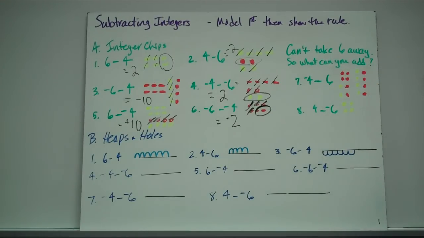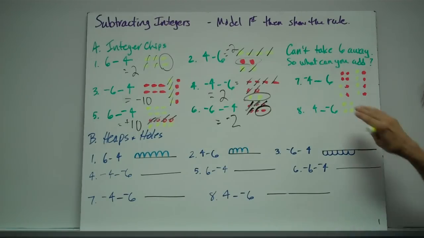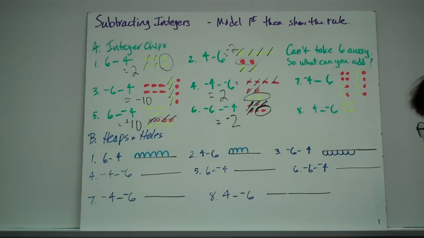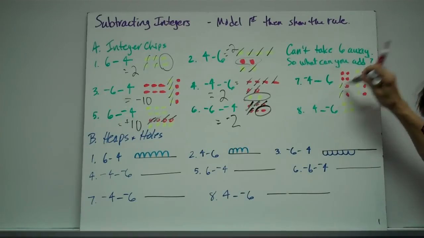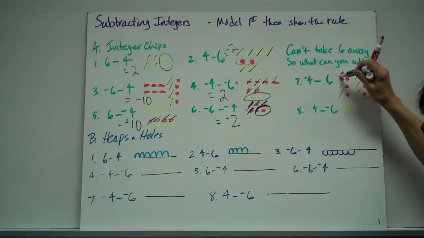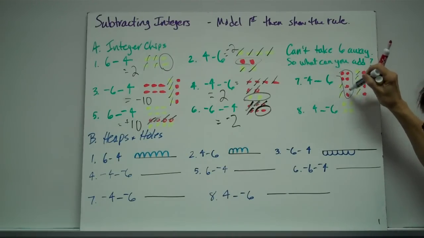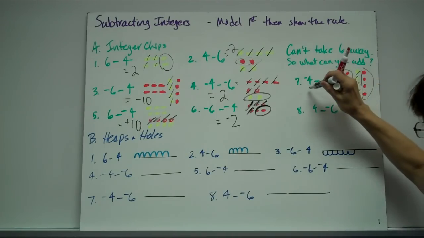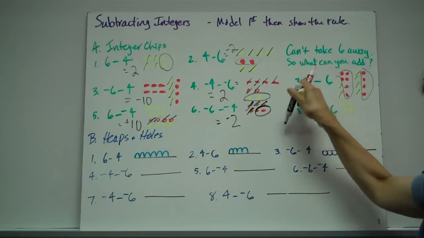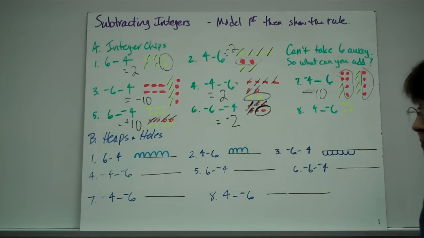3, 4, 5, and 6. So now I've got 6 zero pairs, which is the same thing as negative 4. That's another way to write negative 4. But now I get to take away 6 reds, 6 yellows, I mean. So 1, 2, 3, 4, 5, 6. And now I'm left with 2, 4, 6, 7, 8, 9, 10 reds. So I'm left with negative 10. Okay? All right, last one in this section.